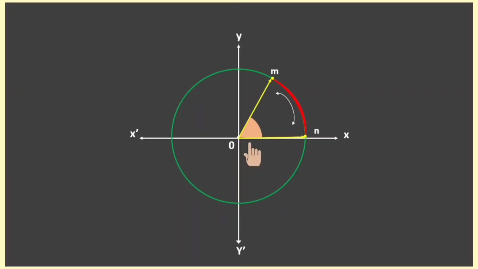The yellow ray is the radius of the circle. Let the length of the radius be r. So when we divide the arc length by the radius of the circle, we get the magnitude of the angle that the arc subtends at the center in radians. Radian is symbolically expressed as a small c in superscript form.